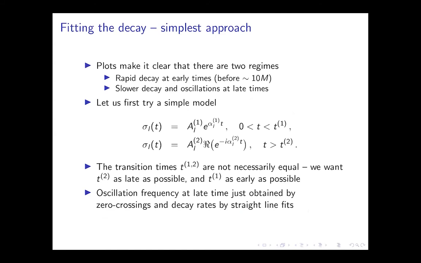So this alpha 1 in that case is real, so it's purely a damped thing with no oscillations. While after some time t2, we want to get a complex frequency, so let's say that the function is a damped sinusoid. And again, to emphasize, these transition times t1 and t2 are not equal, so we want t2 to be as late as possible and t1 to be as early as possible.